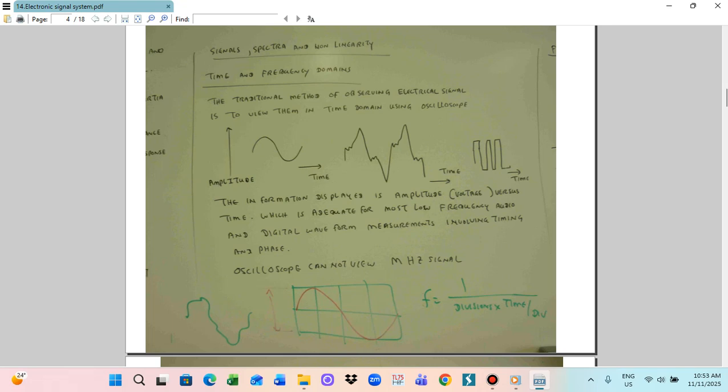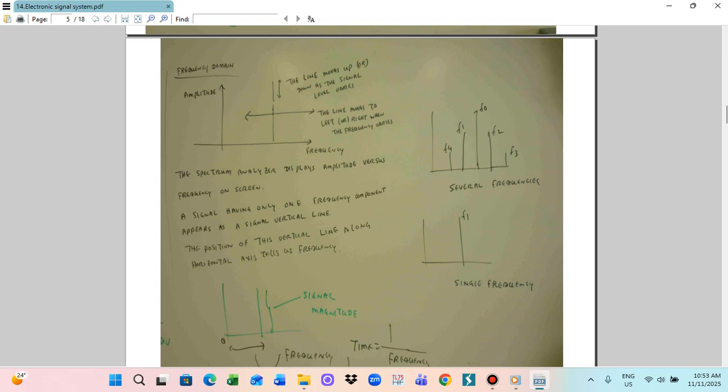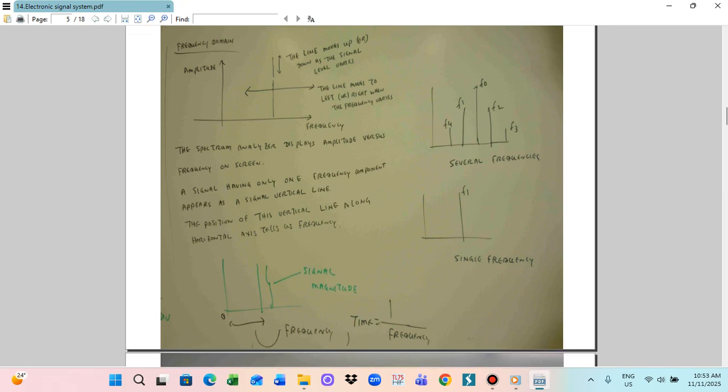So in this case, we have to use the frequency domain. Instead of using the time domain, we have to use the frequency domain. In the frequency domain, the horizontal axis is the frequency, and the vertical axis is the amplitude. So the equipment which uses the frequency domain is the spectral analyzer. The spectral analyzer views the amplitude against the frequency. So there are two things. We use the time domain signal with the oscilloscope, but with the spectral analyzer, we use the frequency domain signal.